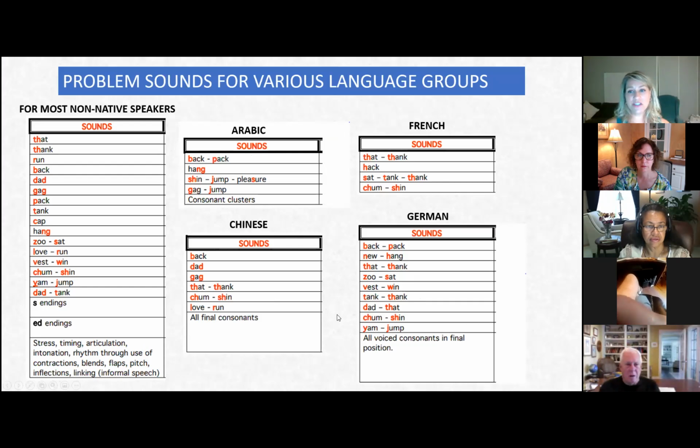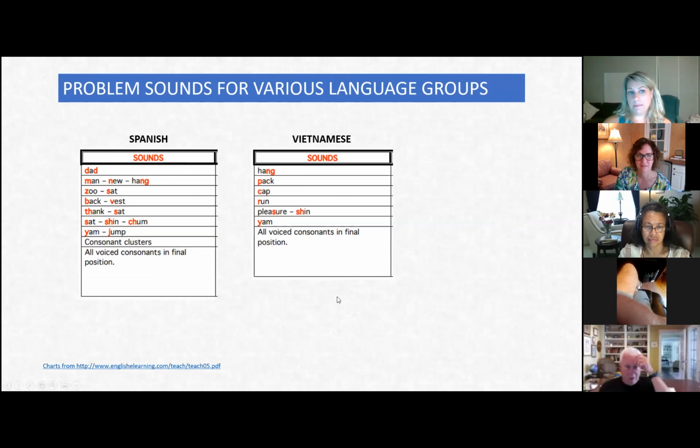Now, let me just give you a caveat for this. Everyone has their own problems. It depends on how they've learned, where they've learned, what they've learned, if they're mixing two different dialects from their language, whatever. So just because it's on this list doesn't mean your student will have the problem. It also doesn't mean that your student won't have other problems. So make sure that you're really assessing your student. But it's a starting point for you if you need it.